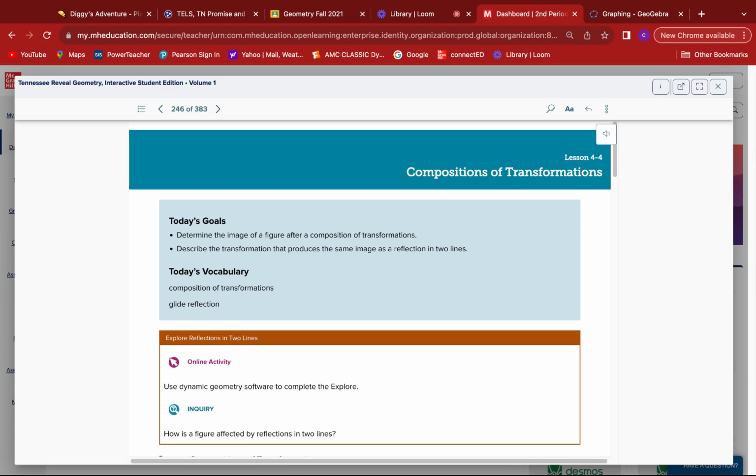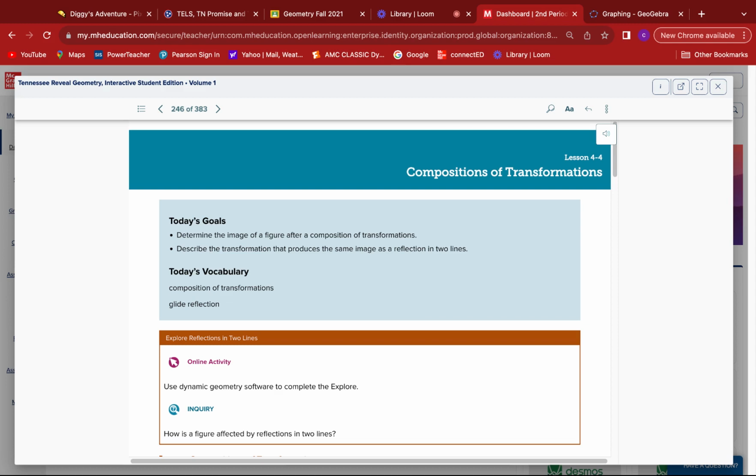A composition is basically a series of moves. It can be a translation and then a reflection. It can be a reflection and then a rotation. It can be any series of those. It can be even three things. Let's say you rotate, reflect, and then translate. That's what a composition is, but it's never a dilation.